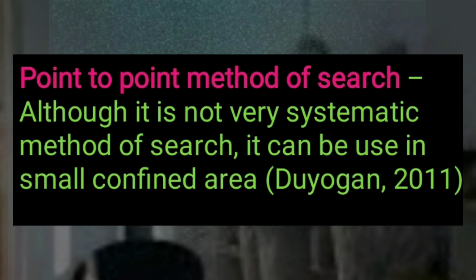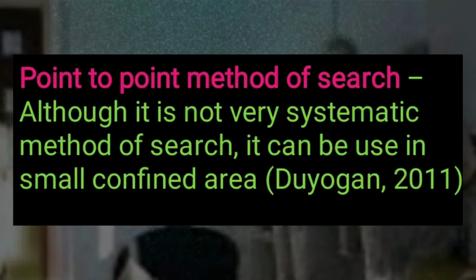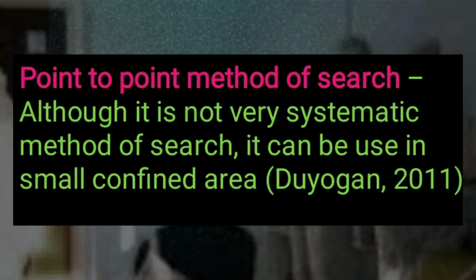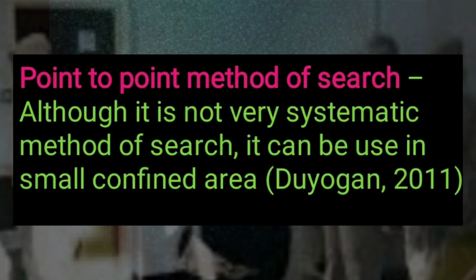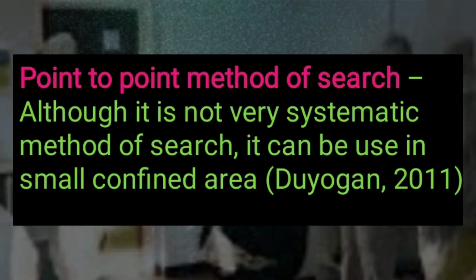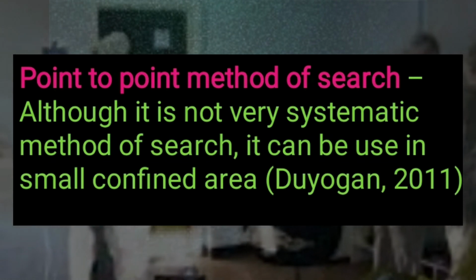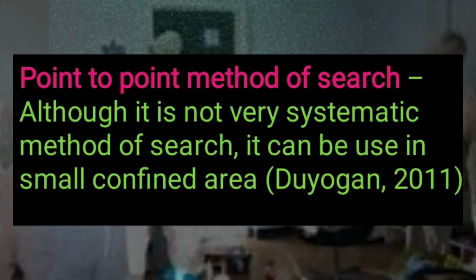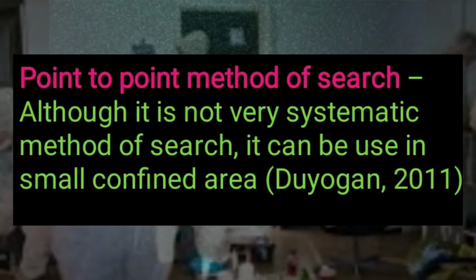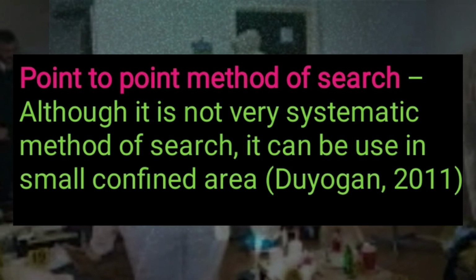So according to the book of Sir Duyogan, which was written in 2011 entitled Forensic Ballistics, he said point-to-point search can be used in very small areas or confined areas. Example po ay sa isang boarding house, sa isang kwarto, nagbigte. Hindi ka naman pwedeng mag-strip doon o mag-zone method doon. So, pwede po yung point-to-point method of search. Then, link method.